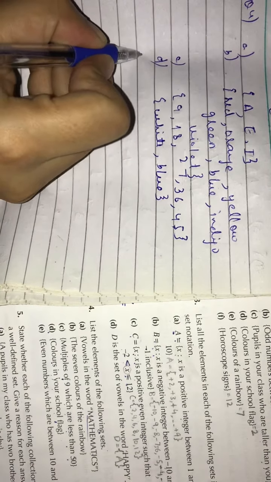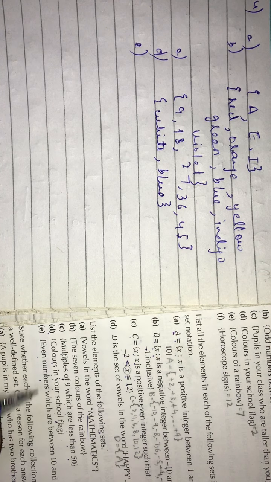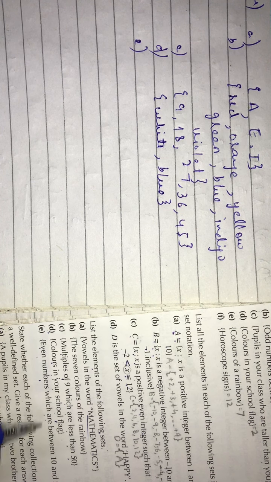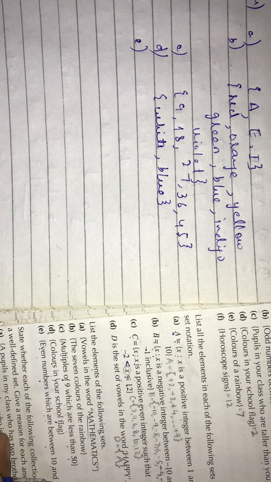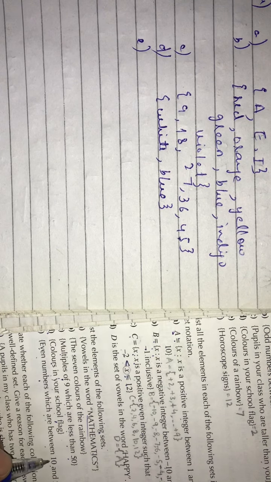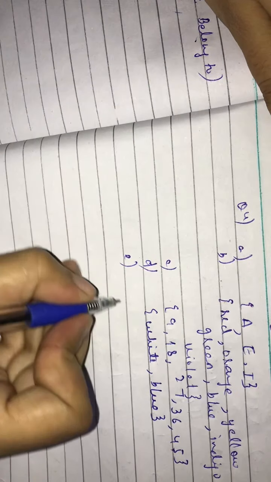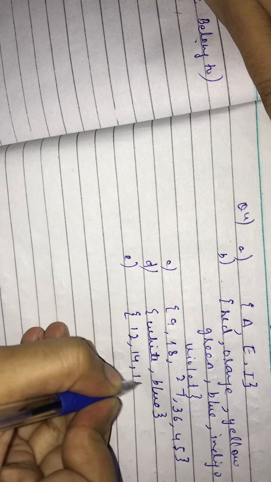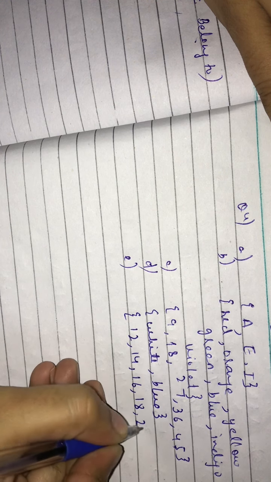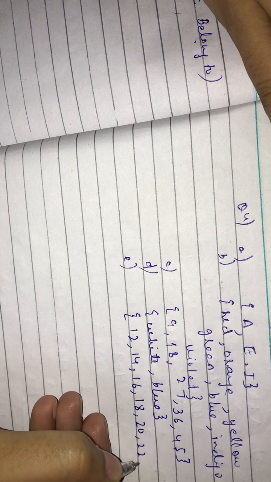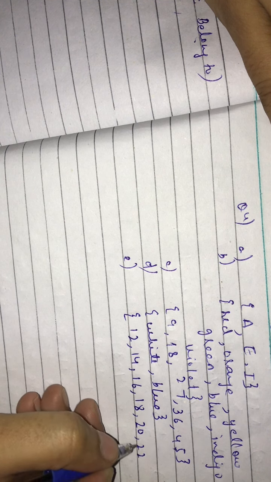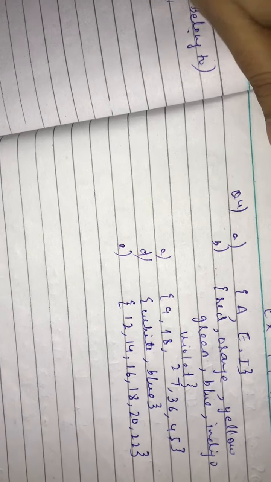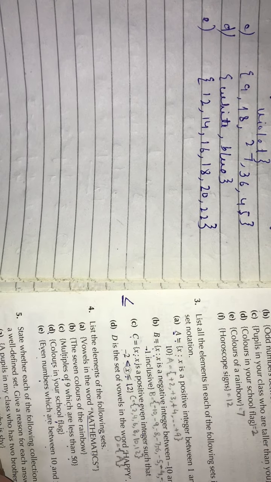Now, last part is E part. This one is even numbers. Even numbers mean the numbers which are divisible by 2. Even numbers which are between 10 and 23. Between means do not include 10 and 23. Got it? It means 12, 14, 16, 18, 20, 22. After this there is 24, but we write numbers between 10 and 23. That's why we stop it. Got it? Okay, now this is complete.